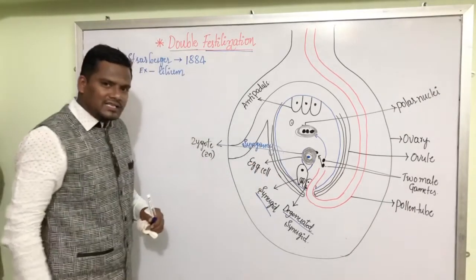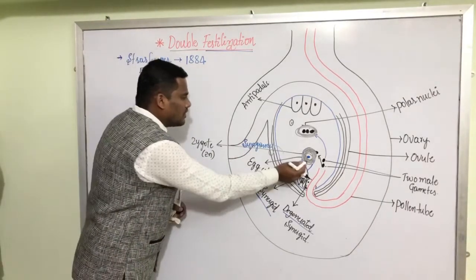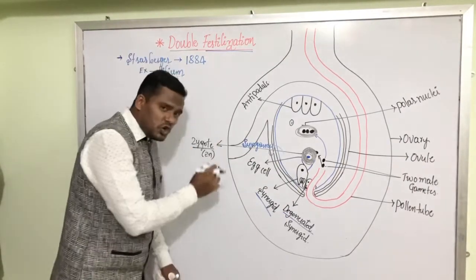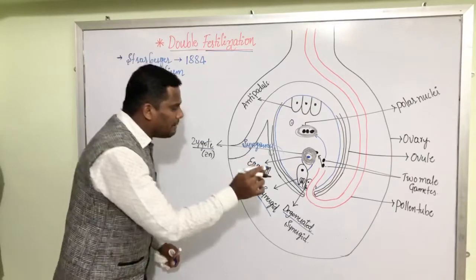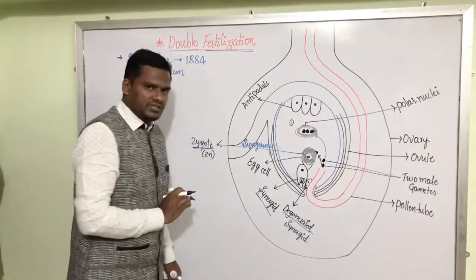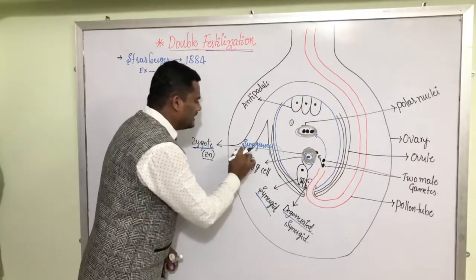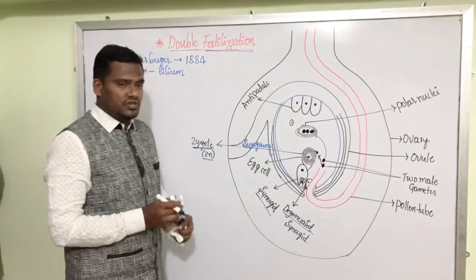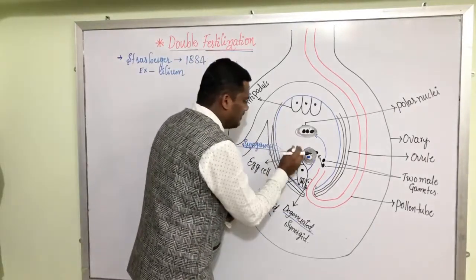Why is it called syngamy? Because of the formation of the zygote. Because of the fusion of the haploid male gamete with the haploid egg cell, it results in the formation of a zygote, which is diploid. That is why it is called syngamy. This is the first fertilization event.